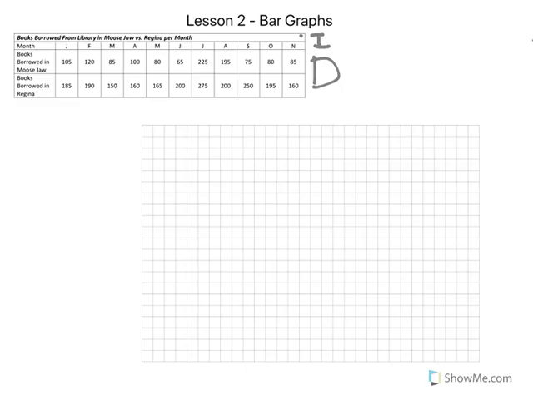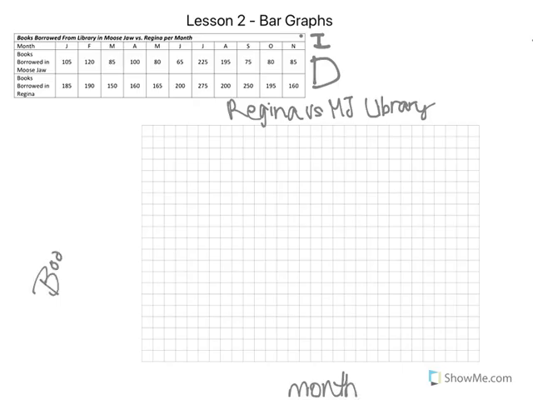So let's put a title to our graph. So it's going to be Regina versus Moose Jaw Libraries. Our x-axis then is going to be months. And our y-axis is going to be books, number of books borrowed. Okay, so let's make our axis.